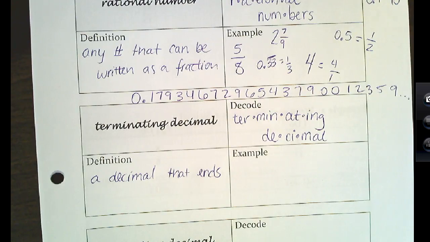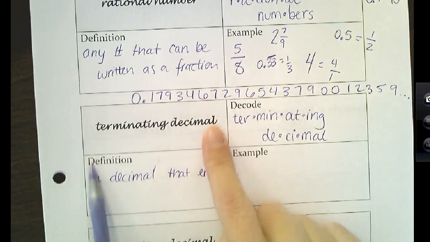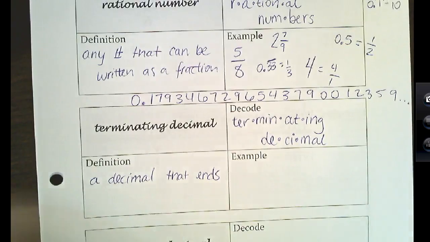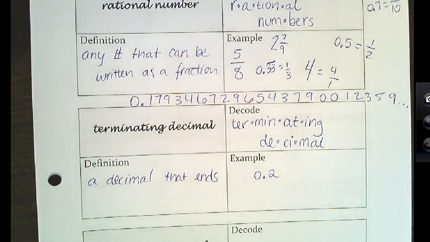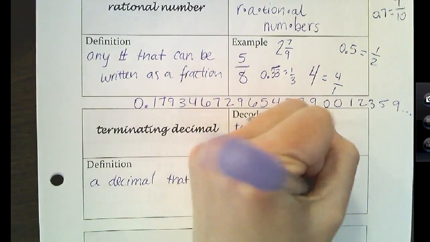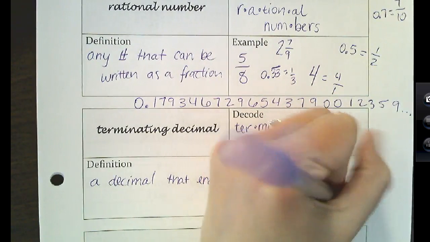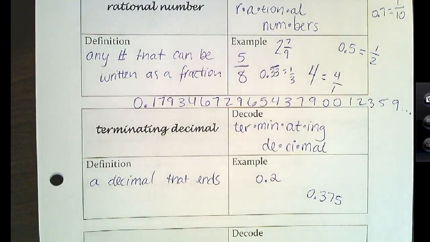Anyways, the word terminate means to stop or to end. So a terminating decimal is simply a decimal that ends. So this would be an example of a terminating decimal: 2/10. It stops. It has an end to it. Another terminating decimal would be this, 0.375. Those are terminating decimals because they end.